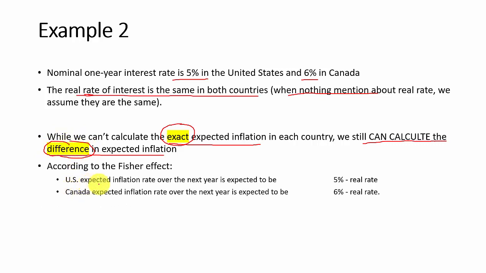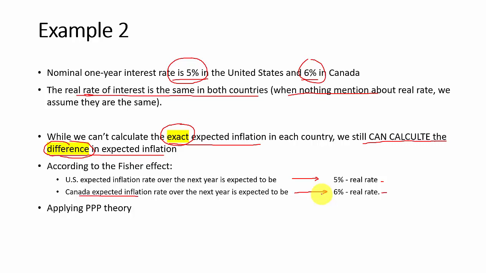According to the Fisher effect, US expected inflation should be nominal return minus the real rate. The same thing in Canada, expected inflation should be nominal return minus real rate. And now, here is expected inflation in the US. Here is expected inflation in Canada.